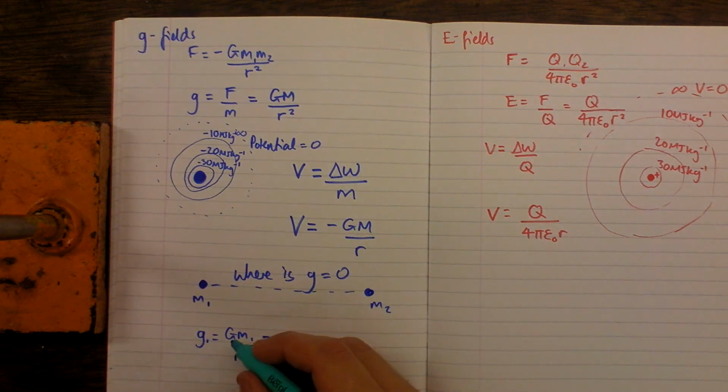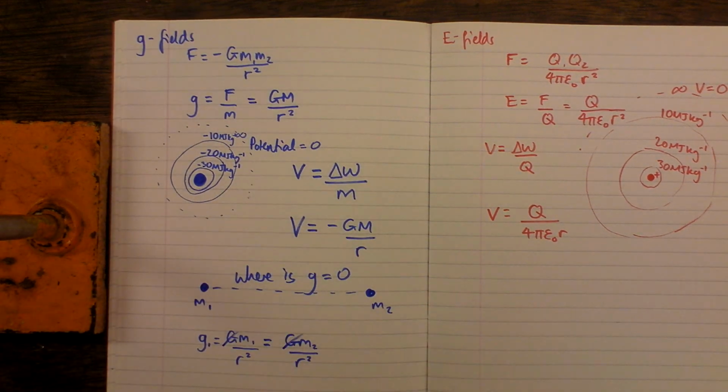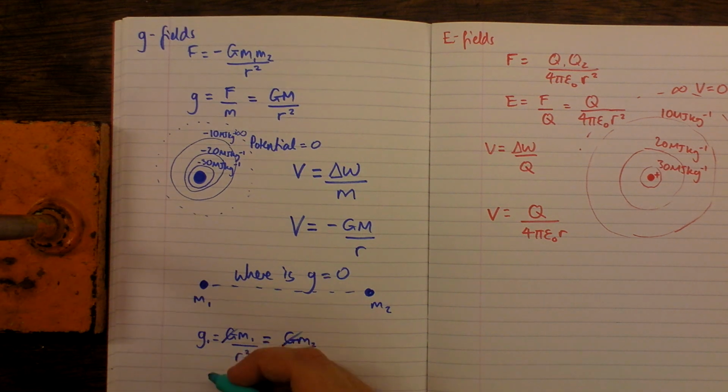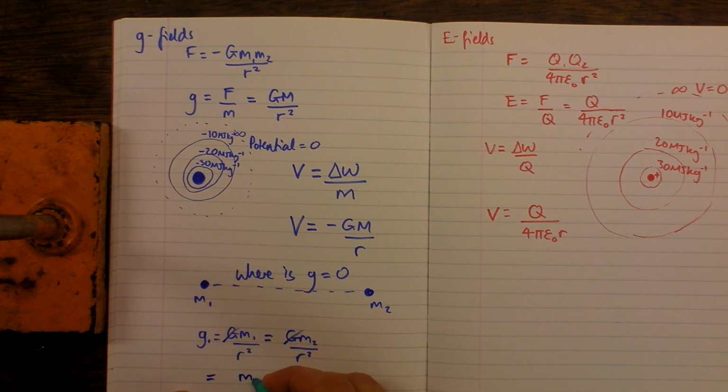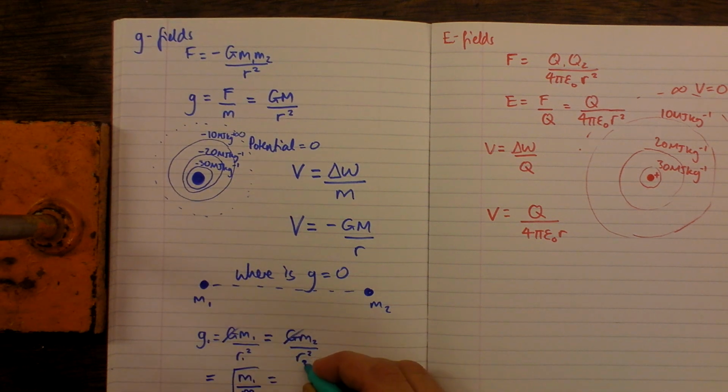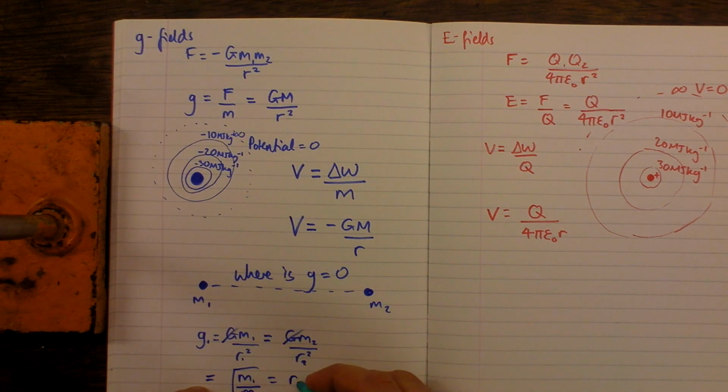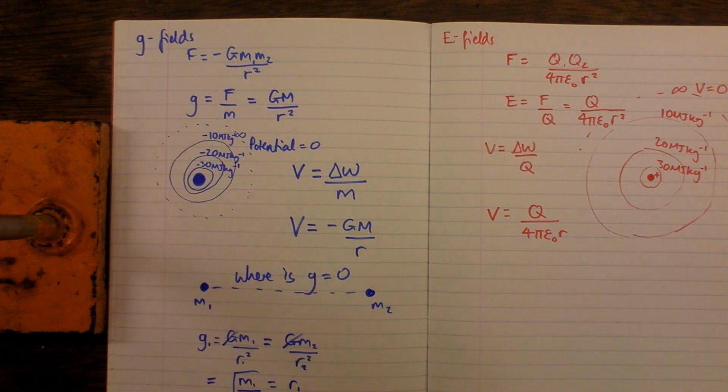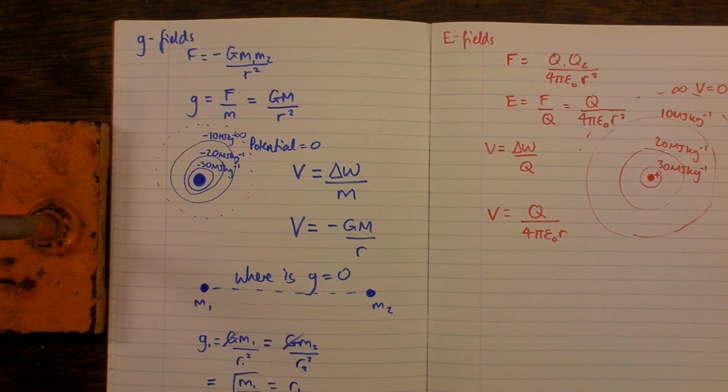Now, this very conveniently means I can get rid of those constants, and I can end up with a very, very simple expression that tells me that the ratio of distances between them is equal to the root of the ratio of their masses. That's really, really convenient and easy to use.